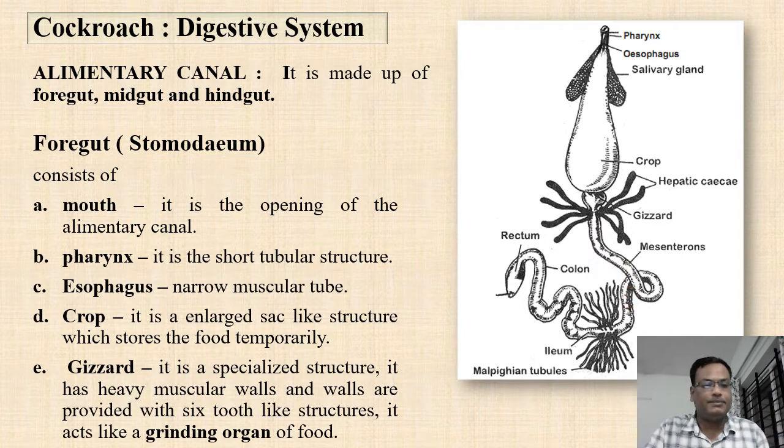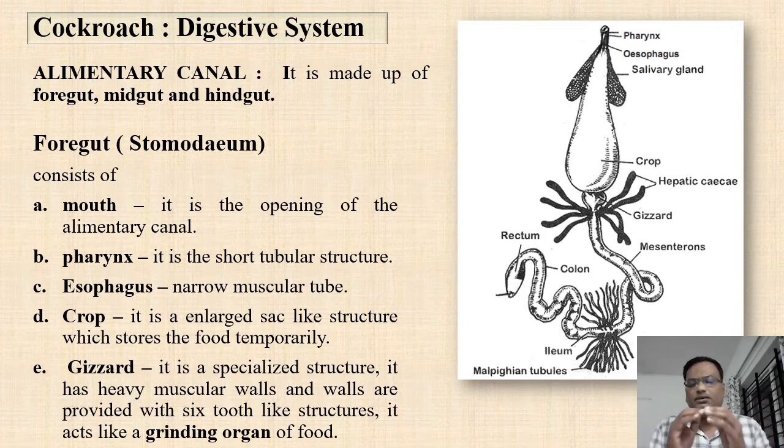that is midgut. Now, one very important structure we find in the last part of the foregut is called gizzard. So this gizzard is a specialized structure. It has heavy muscular walls, and walls are provided with 6 tooth-like structures. It acts like a grinding organ of food. Just imagine the gizzard, which is highly muscular, having 6 teeth-like structures inside.